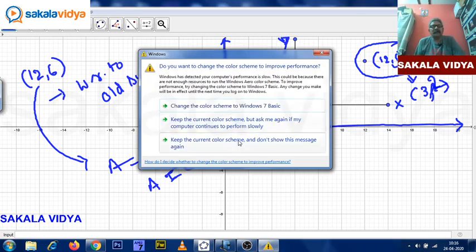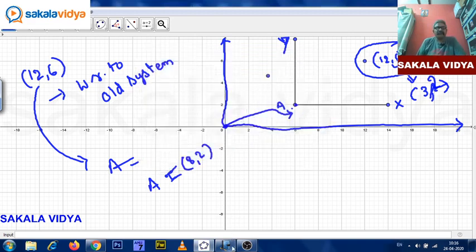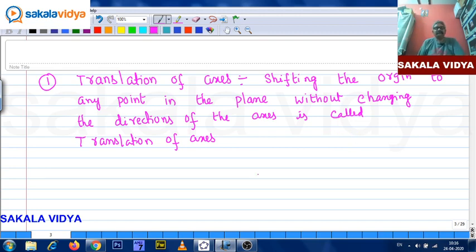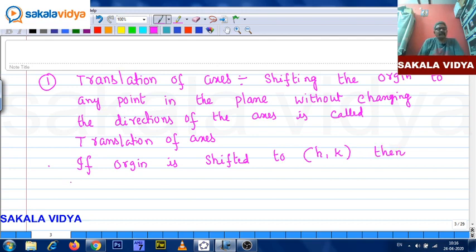Now let us discuss how to find out the new coordinates with respect to the new system. So let's have a discussion now. So for example here, see, if the origin is shifted to h comma k, the point h comma k, then the new coordinates, that means capital X comma capital Y, we get like this.